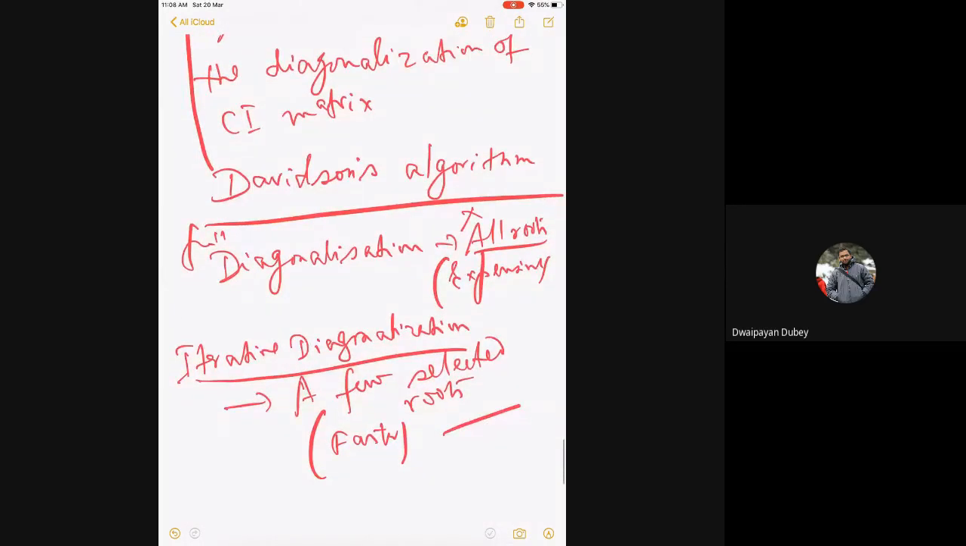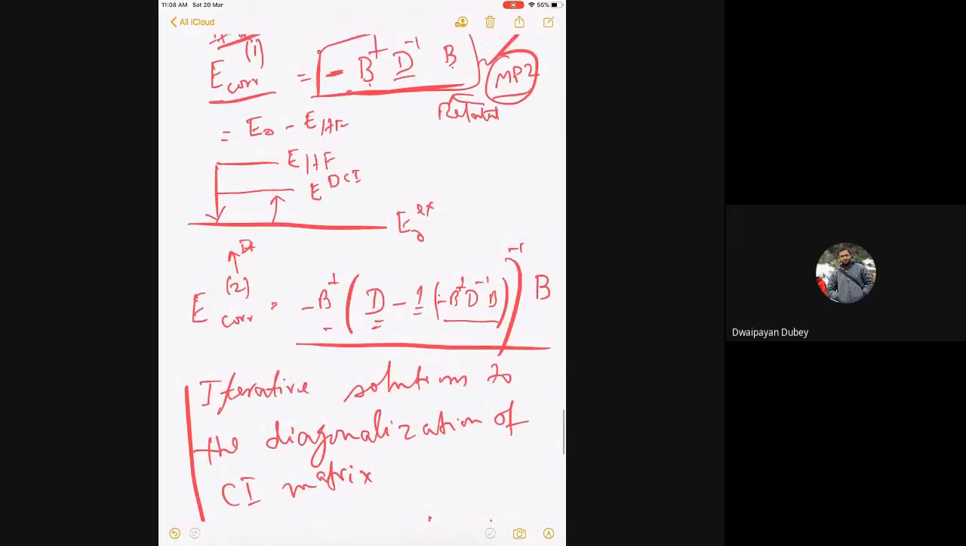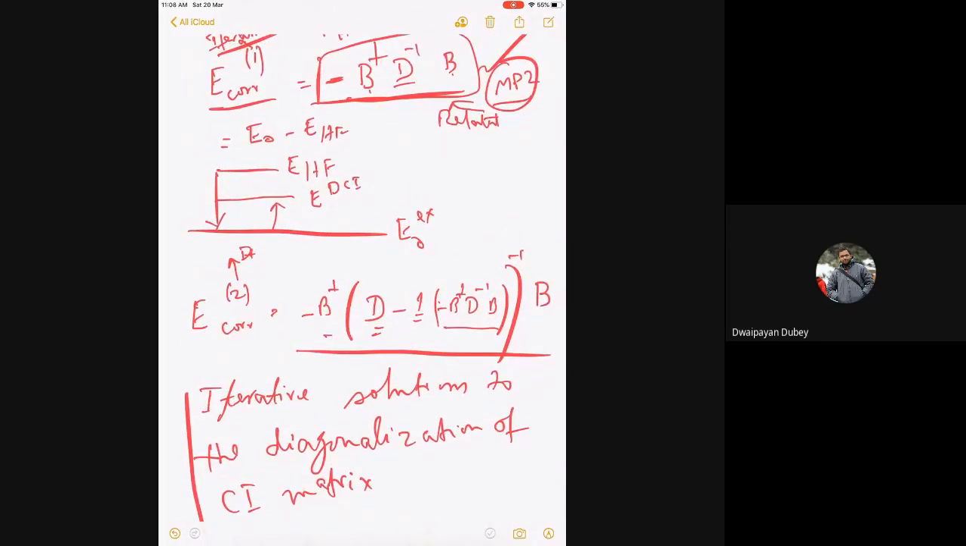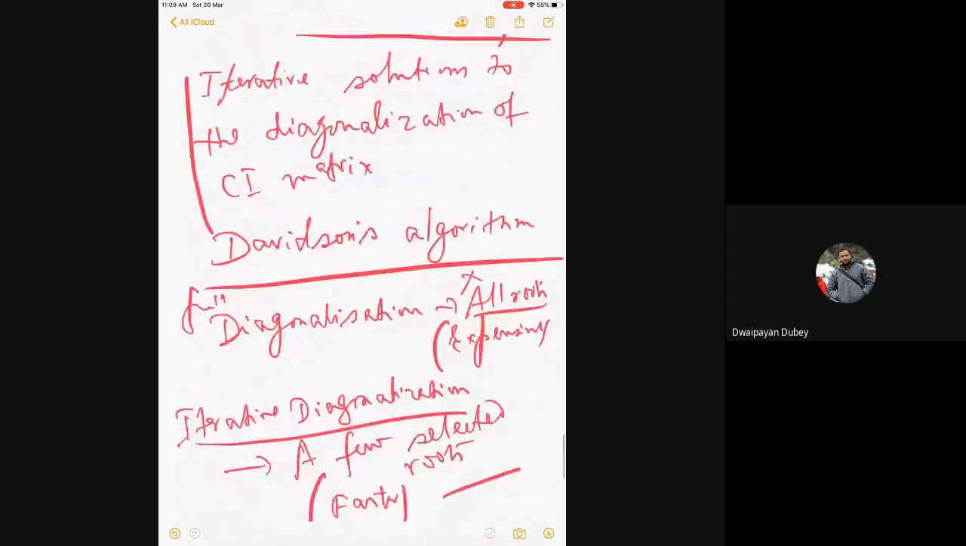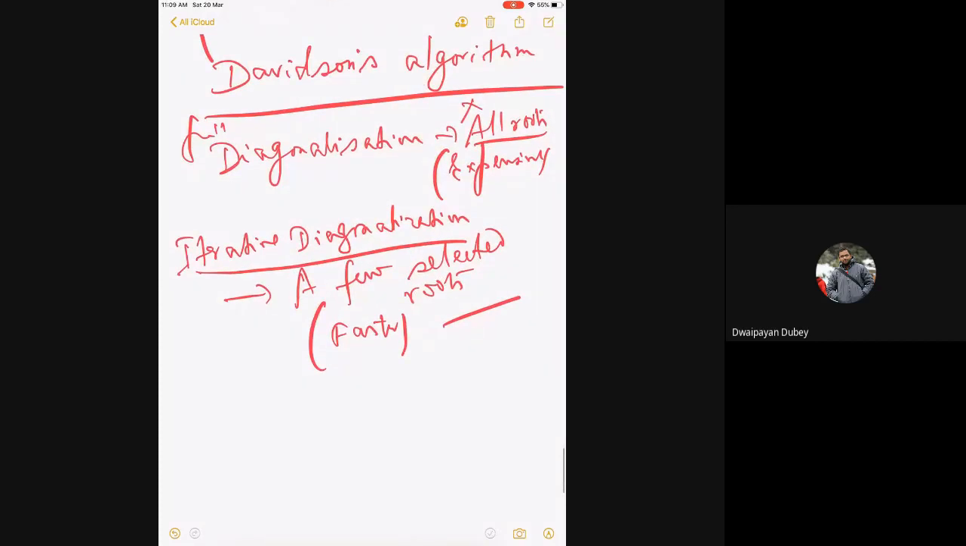In fact, this iterative solution you can try for my H4 problem with minimal basis. I gave you an analytical solution there because it was easy to solve, but you can try, you will immediately converge to the final solution. You understand? So I think it's very interesting to play around.